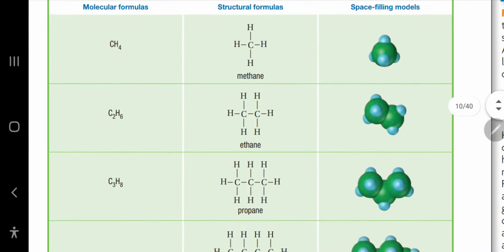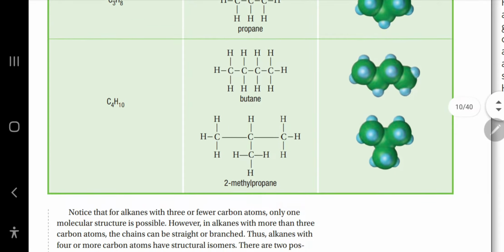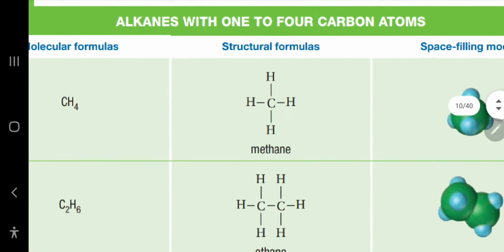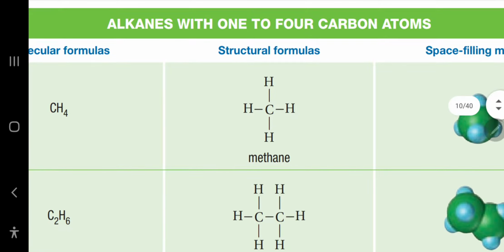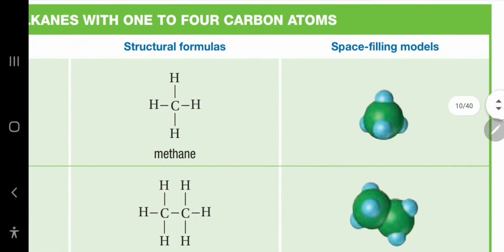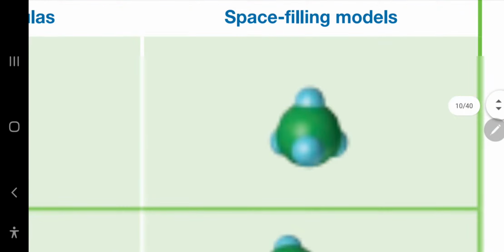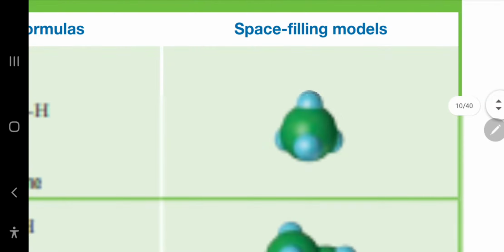Now guys, as you can see here, this is the molecular formula for methane, which is CH4, and the structural formula for it is also 1 carbon atom bonded with 4 hydrogen atoms with 4 single bonds. And this is the space filling model. As you can see, the carbon is the central atom and the hydrogen atoms are around the carbon atom with a shape we call tetrahedral.